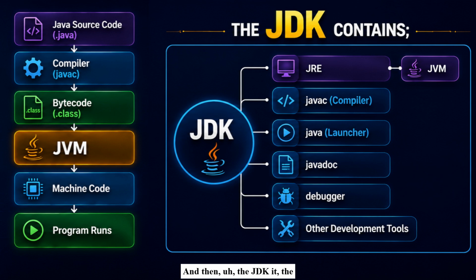And then the JDK stands for Java Development Kit. This is simply a package that contains all the tools needed to develop Java applications. Think of it as a toolbox for Java developers. The JDK contains the JRE, so that's a new term, the Java Runtime Environment. It contains the Java Virtual Machine, so the Java Virtual Machine is located in the Java Runtime Environment, and the JDK also has the Java compiler. It has java, which is the launcher. It has Javadoc, the debugger, and other development tools.